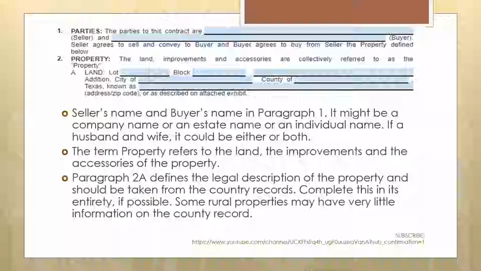The term property comprises 3 elements: the land, improvements to the property, and accessories of the property. Paragraph 2A defines the legal description of the property and should be taken from the county records. Don't just arbitrarily put in the address and leave all the other pertinent information from the county out, which is lot, block, the name of the subdivision, the city that it's in, and the county that it's in. And then you would put the address.